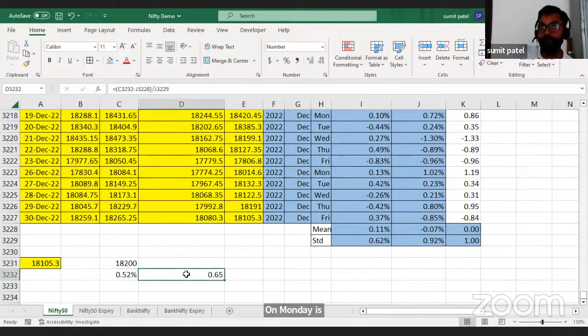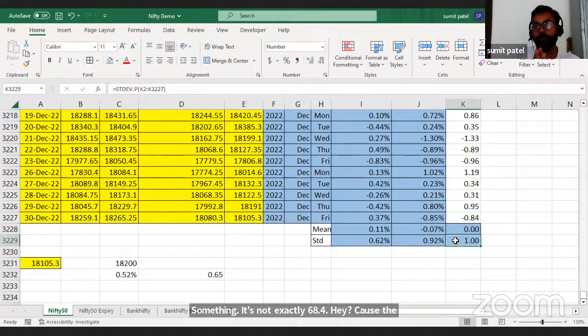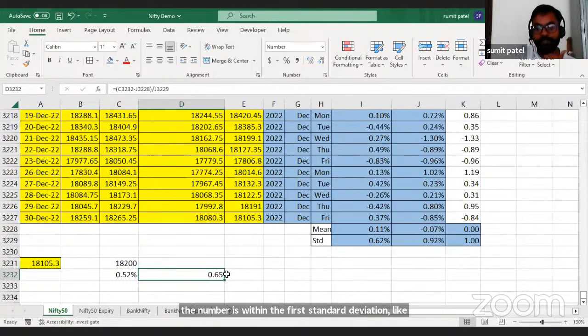It's not exactly 68.4, because the probability that the number is within the first standard deviation, like the number lies between -1 and 1, is 68. But what is it for 0.65? This is where your z-score comes in.